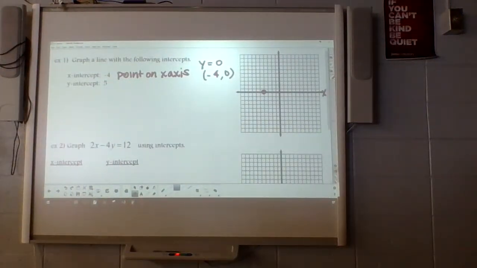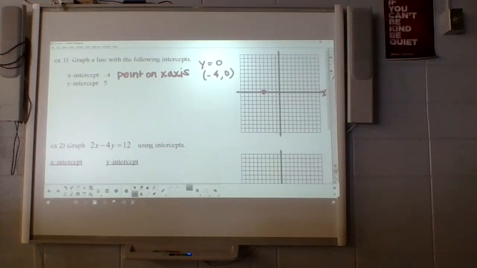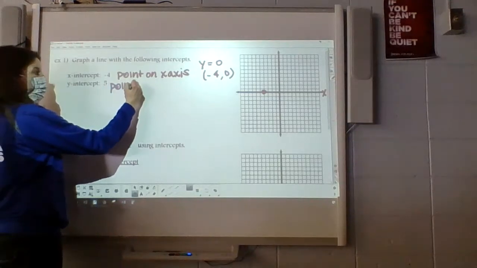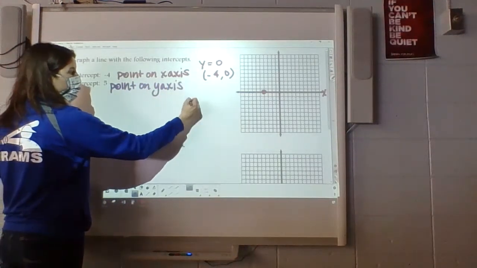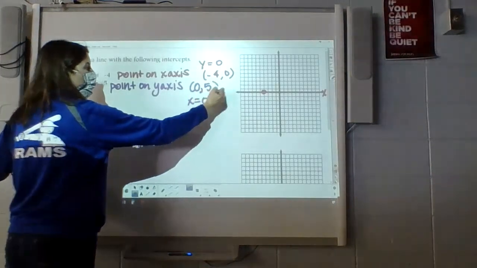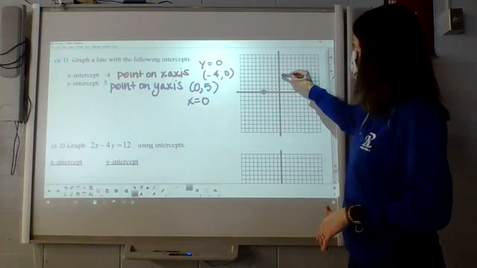You don't have to write all that, we just want to put that point on the graph. Kind of trying to get you to wrap your mind around what they're telling us here. Then the y-intercept is 5, so that's going to be a point on the y-axis. And that's where x is 0, so that point would be 0, 5. Go up here.